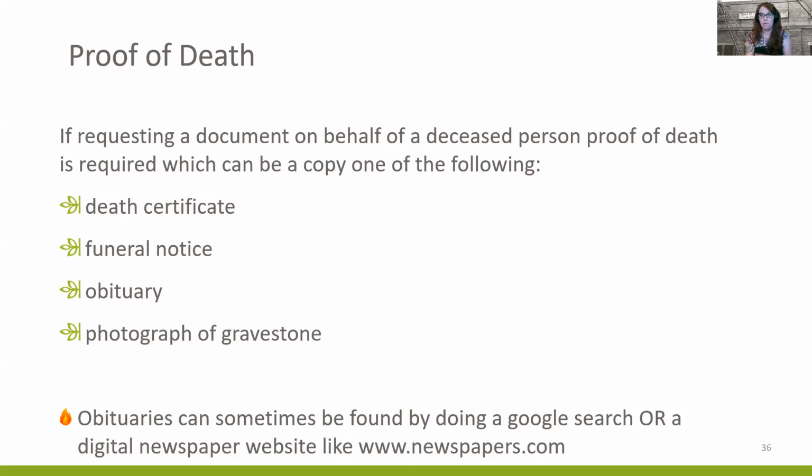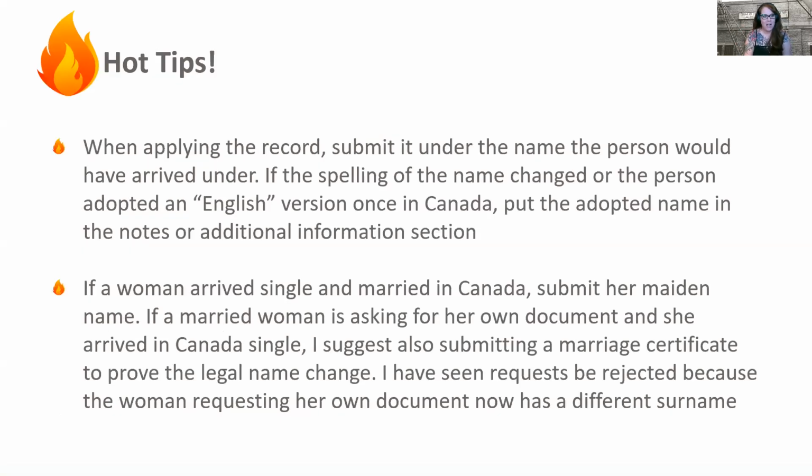Google search. If you're looking for an obituary, a lot of them, in the last 10 years or so, are online. So you can Google the person's name, obit, and province or area. Something might come up. And also digital newspaper websites like newspapers.com. Really great source. Lots of papers from the prairies on there. So I found a lot of obituaries in this. And also the Montreal Gazette is on newspapers.com. And that's one of my favorite newspapers for sure.